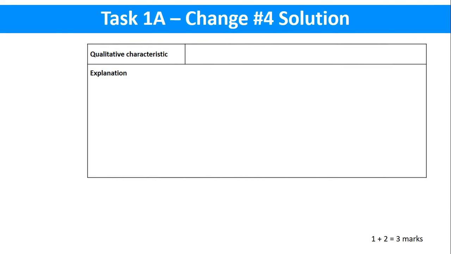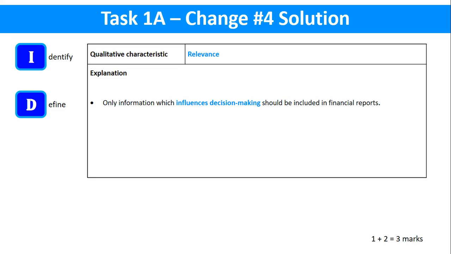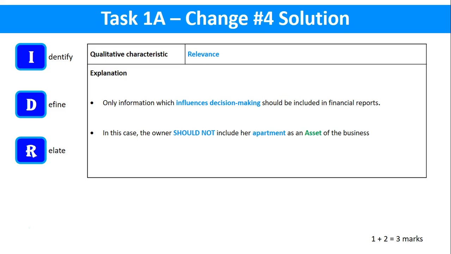Let's put together an answer. So we'll follow our procedure by identifying the qualitative characteristic of relevance. We will define it, and we'll just summarize the definition as only information which influences decision making should be included in the financial reports. What we need to do, though, is it's been very vague so far, so we need to relate it back to this case study. And what we're going to talk about is really that entity test.